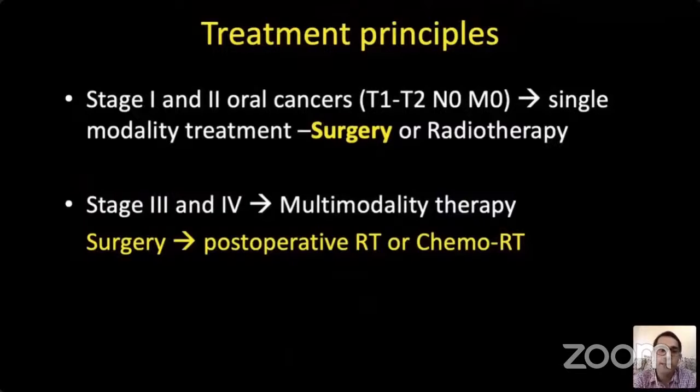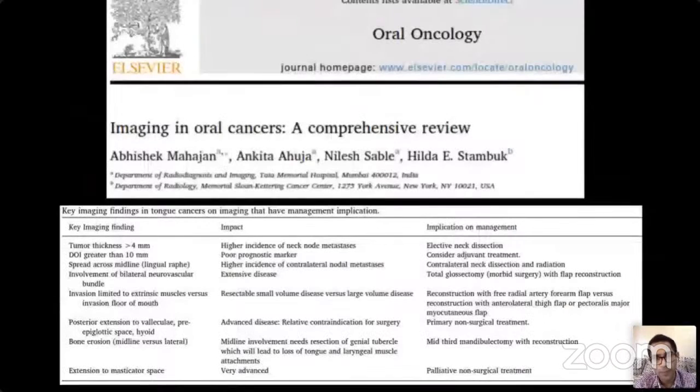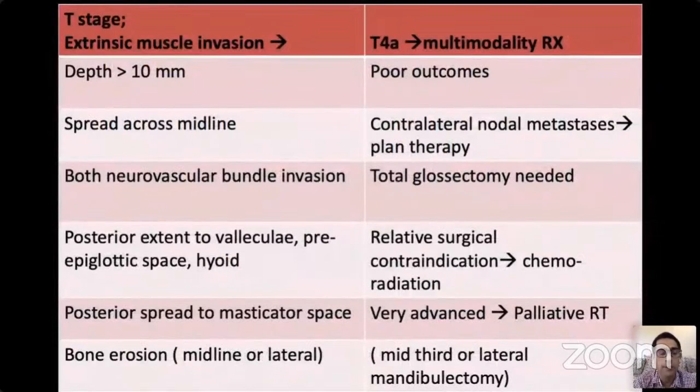So, treatment plans. Stage 1 and stage 2 oral cancers, like the tongue cancers, are treated with single modality, predominantly surgery or radiotherapy. And if it's stage 3 and 4, they are treated with surgery with post-operative radio and chemotherapy. I suggest reading our article on this, which gives a comprehensive review of all the imaging modalities. But per se, I'll be discussing this table in depth. This table helps in guiding the management.